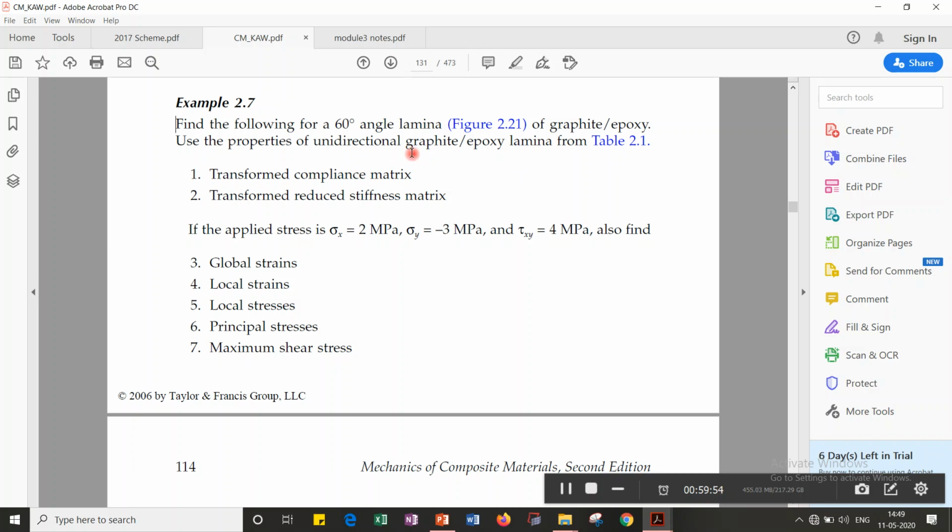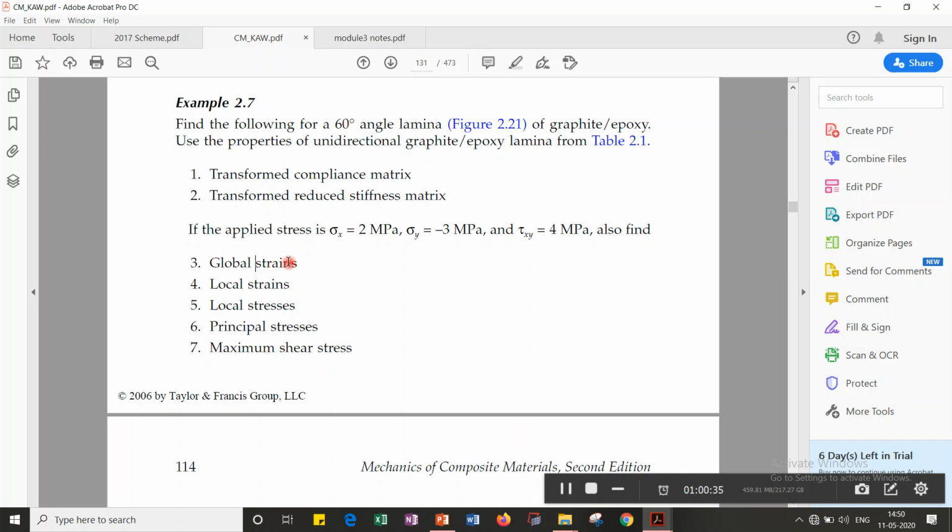Next, let us skip this part. If the applied stress is sigma x equal to 2 megapascal, sigma y equal to minus 3 megapascal, and tau xy equal to 4 megapascal, what you should do is calculate global strains, local strains, and local stresses. These three factors I should calculate. So this is the problem statement. Let us skip these two parts, which we have not discussed and which are not in your syllabus. First let us look into these terms.